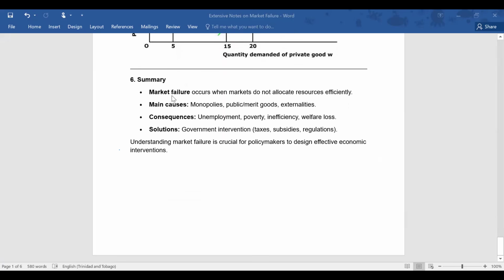It's a summary. Market failure occurs when markets do not allocate resources efficiently. The main causes: monopolies, public goods, merit goods, externalities. The consequences: unemployment, poverty, inefficiency, and welfare loss. And the solutions: government intervention.